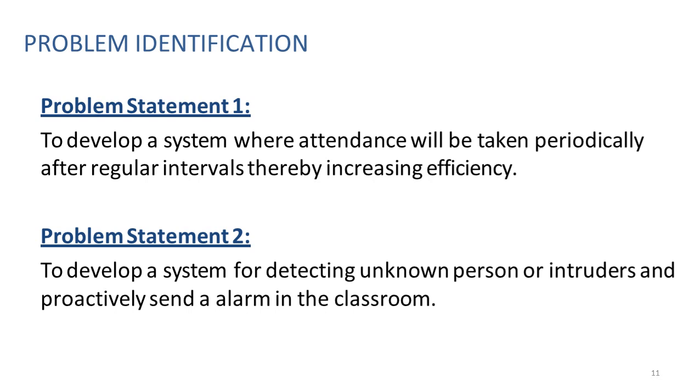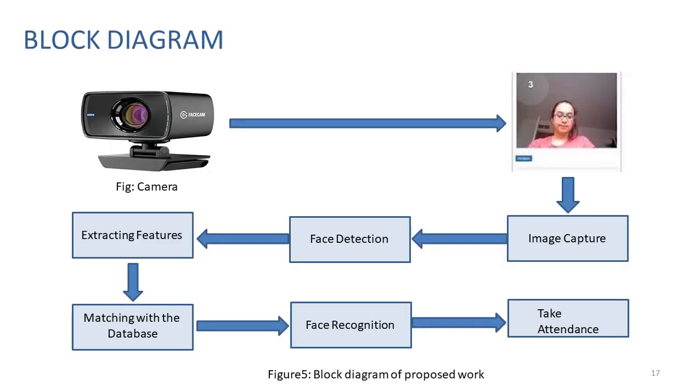Problem statement 2. In phase 2 we decided to introduce an intruder detection system so that if any unknown person, any stranger or any suspicious person is sitting in the class, we can identify them, therefore increasing the security. So this is the block diagram.